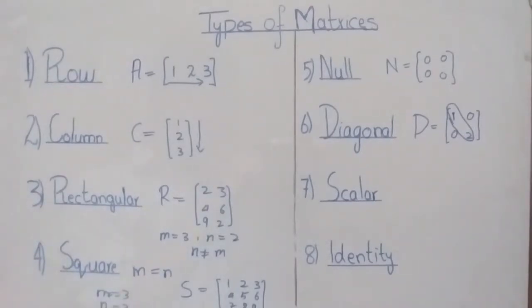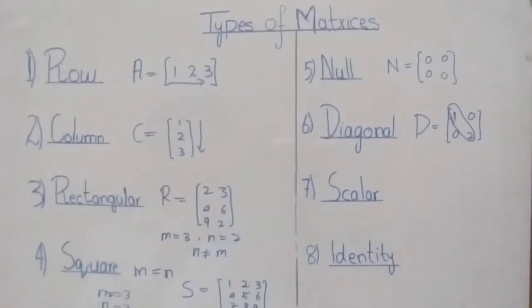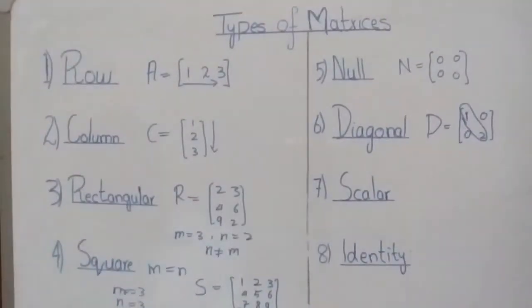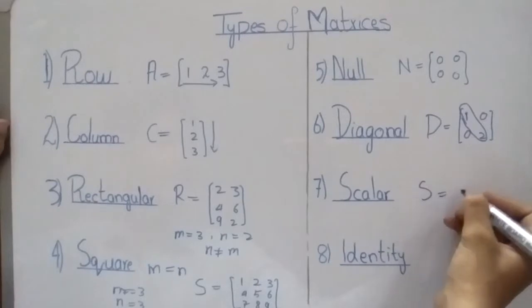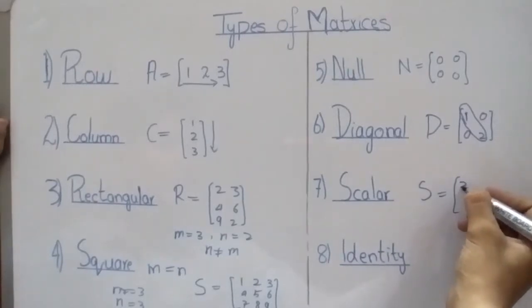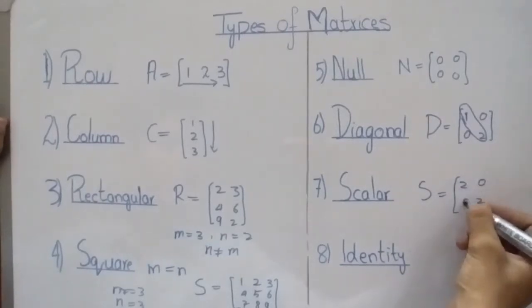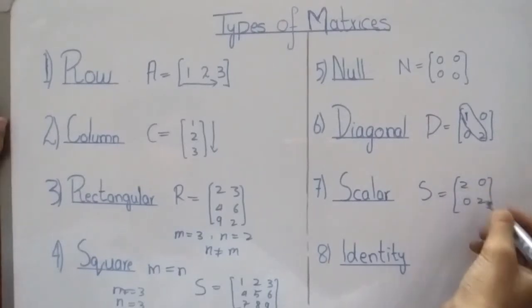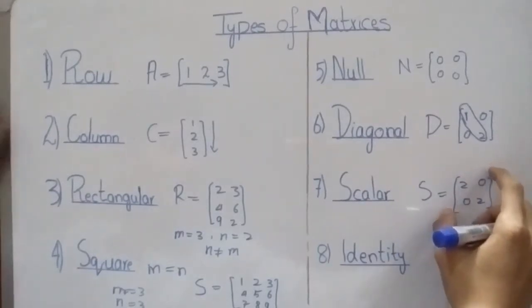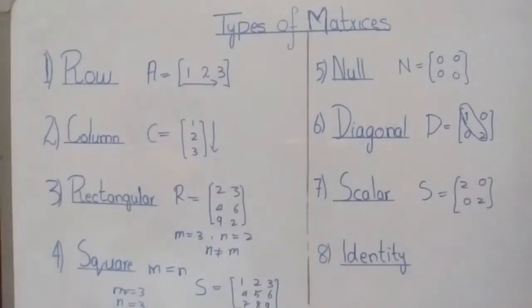On the 7th number we have a scalar matrix. A scalar matrix is a diagonal matrix in which all the diagonal entries are non-zero and the same. For example, we have S equals 2, 0, 0 and 2. Now here the diagonal entries are non-zero and the same, and the entries other than the diagonal are equal to 0. This is a scalar matrix.